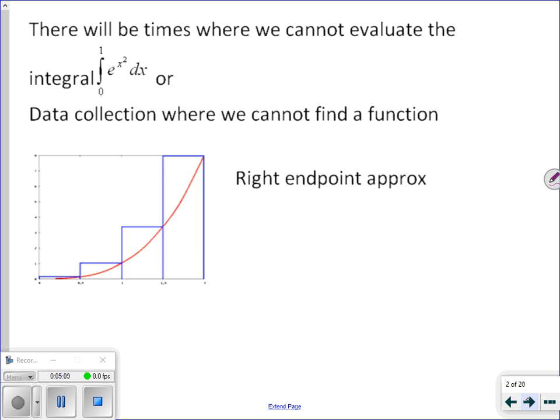Now, there's going to be times, we learned all these integration rules, right? Well, there's going to be times where we cannot evaluate the integral. There's going to be times where the u sub and our techniques don't work. Here's a prime example: the integral from 0 to 1 of e to the x squared dx.